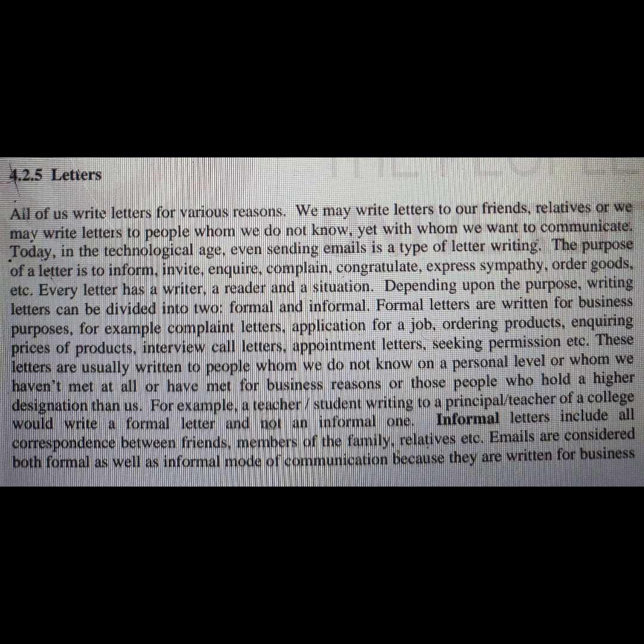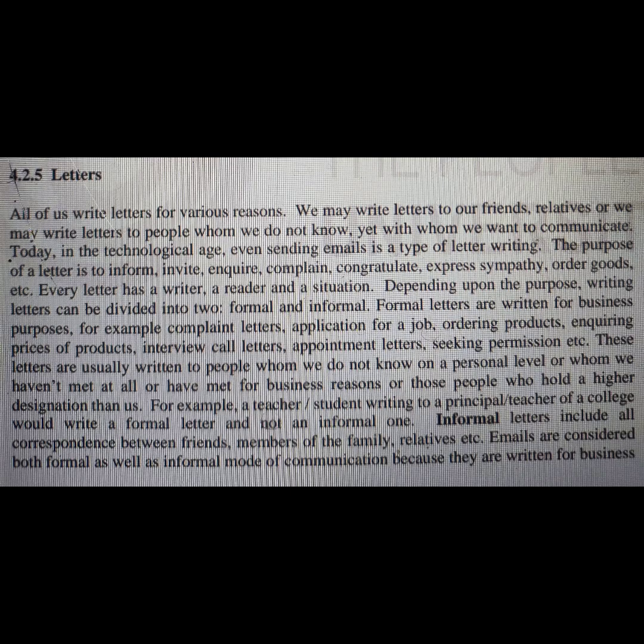Every letter has a writer, a reader, and a situation. Depending upon the purpose, writing letters can be divided into 2, formal and informal. Formal letters are written for business purposes, for example complaint letters, application for a job, ordering products, inquiring prices of products, interview call letters, appointment letters, seeking permission, etc. These letters are usually written to people whom we do not know on a personal level, or whom we haven't met at all, or have met for business reasons, or those people who hold a higher designation than us.